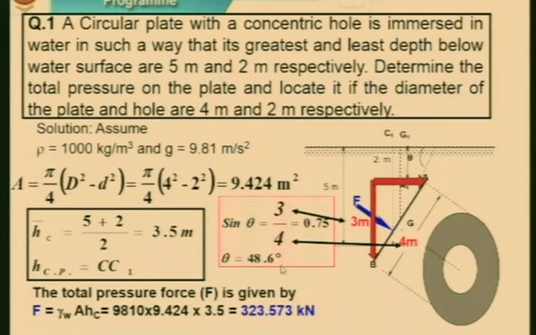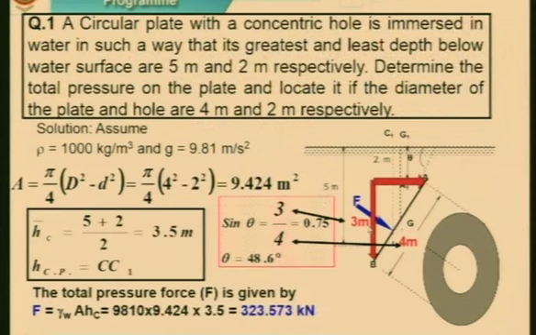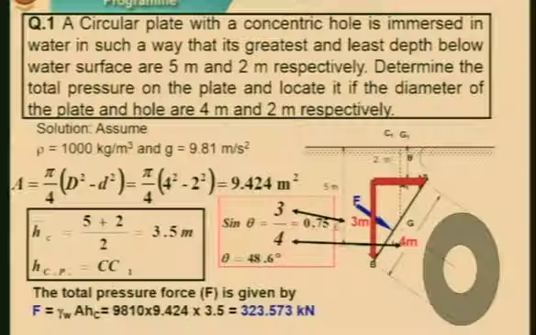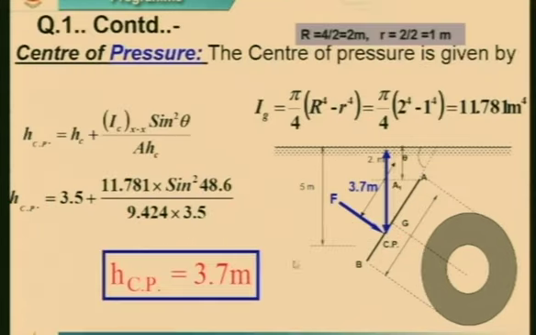Is it okay? Hopefully I have explained how to calculate the inclination. How have we calculated? The drop is 5 minus 2, 3. Hypotenuse is 4, 3 by 4. Sin theta is equal to 3, which is the drop, divided by 4, which is the maximum diameter, which is 4 meter, and the value is 0.75, and theta is 48.6. Is it okay? Now let us go to the next slide.